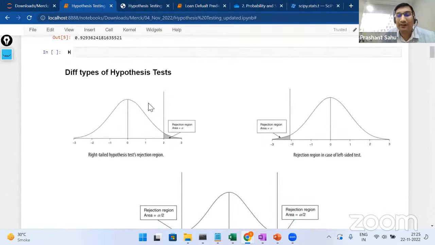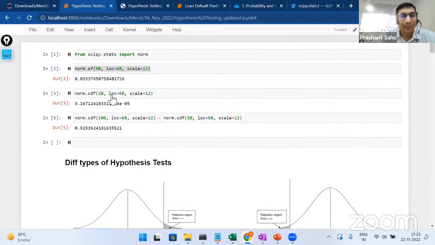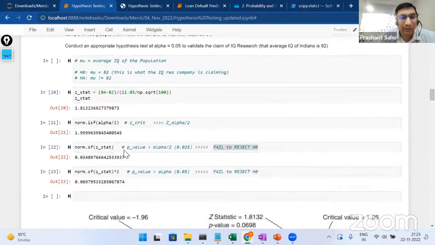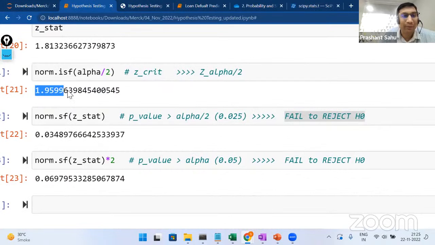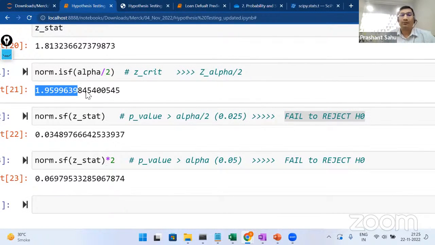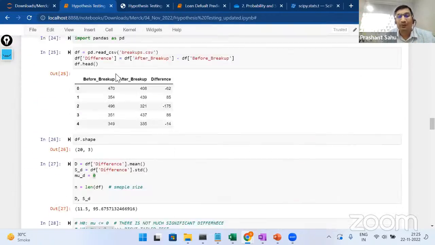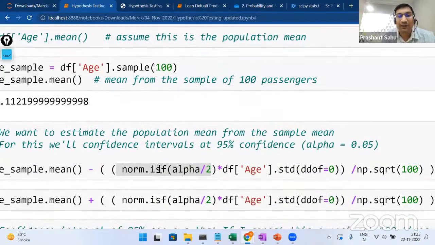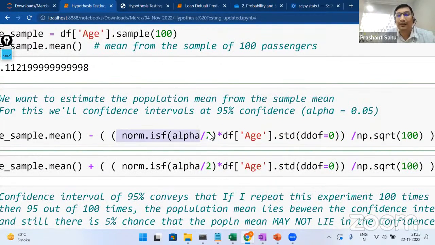Critical value against alpha by 2, two-tail test. Yeah, here you can see 1.96. Can you see 1.96? That is norm.isf alpha by 2. It's the same number which I'm using here. Same thing, norm.isf alpha by 2. So this is going to be 1.96.